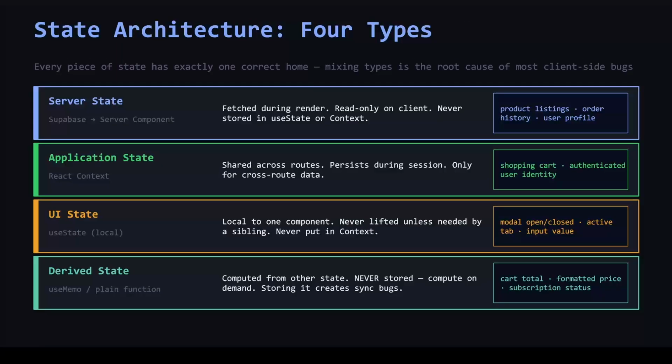Beautiful. Now we're going to talk about the state architecture. We have 4 types. Every piece of state in my application is classified into one of 4 types. Every type has exactly one correct home. Mixing types is the root cause of most client-side bugs.